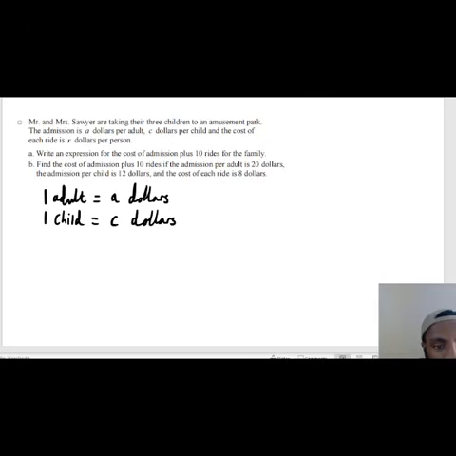So the question now is: write an expression for the cost of admission plus 10 rides for the family. So what do you do in questions like this? Now, plus 10 rides and 3 children. Remember, there are 3 children. So for them, that would be 3 C. Remember, one child is $C. So for 3 children, that would be 3C. Keep that here.